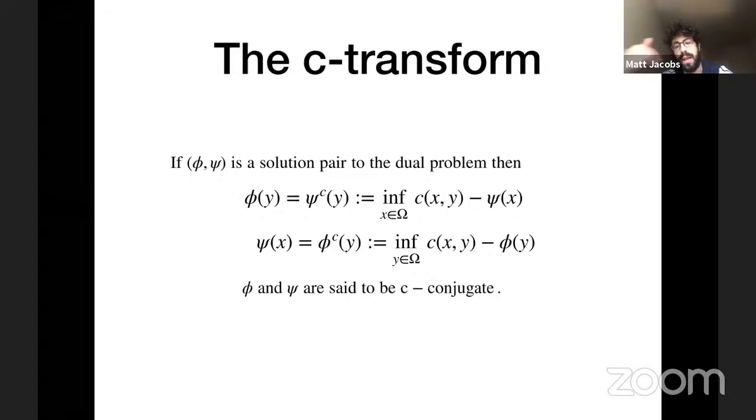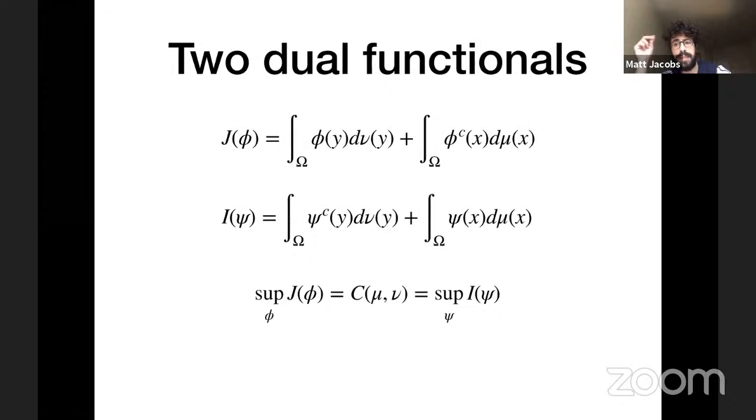I should mention, when I know that phi is equal to psi^c, and I know that psi is equal to phi^c, these two functions are said to be C conjugate. And this is this C conjugacy property that I was mentioning earlier. That's going to eventually accelerate the convergence. So, like I said, you can fix one of these two functions and eliminate the other by introducing these C transforms. And you have a free choice, right? You can choose to eliminate either phi or psi.